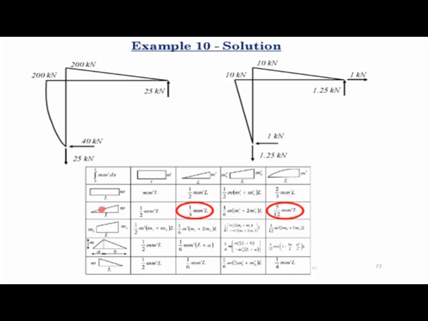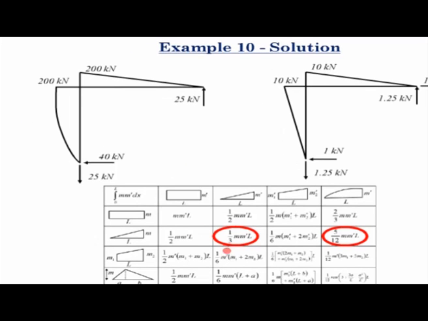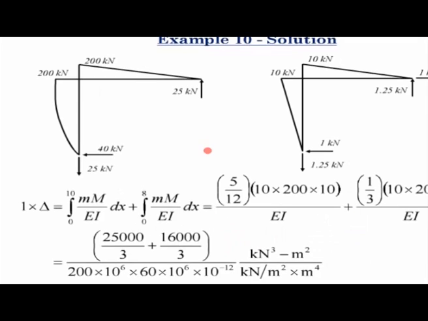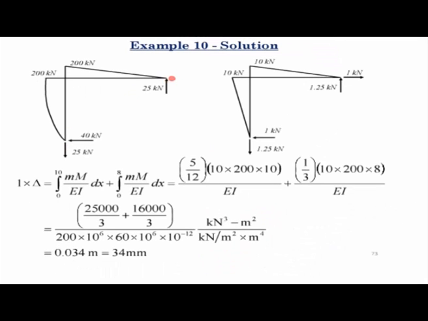So you have to consider a triangular distribution with the maximum on the same side. That formula is 1/3 m m dash L. With these two formulas, we will be able to calculate the horizontal deflection of this joint C of the frame. For the vertical member, the length of that member is 10.